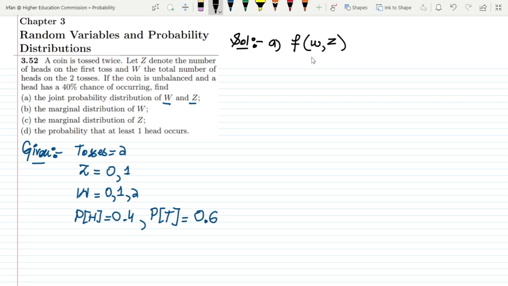That is the total number of heads in the two choices, while Z is the head in the first toss. So the values of Z can be 0 and 1, while W can be 0, 1 and 2. Now, in order to find the probability of any event here, what can we do? We have to multiply the probability of heads in the two events.